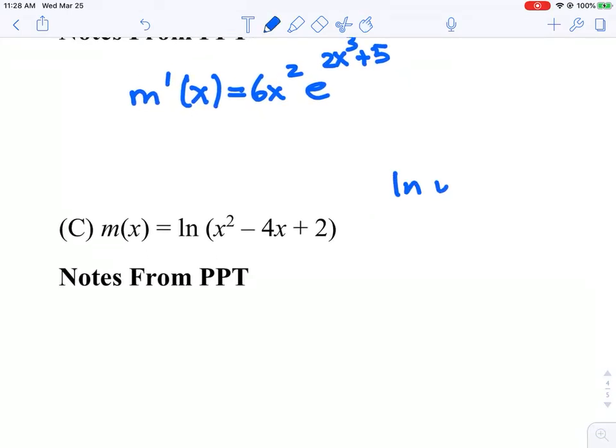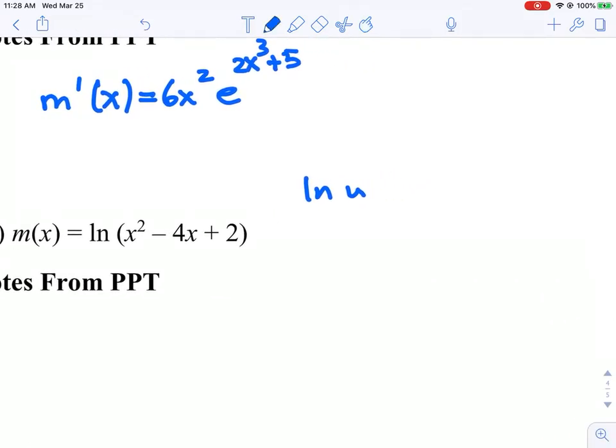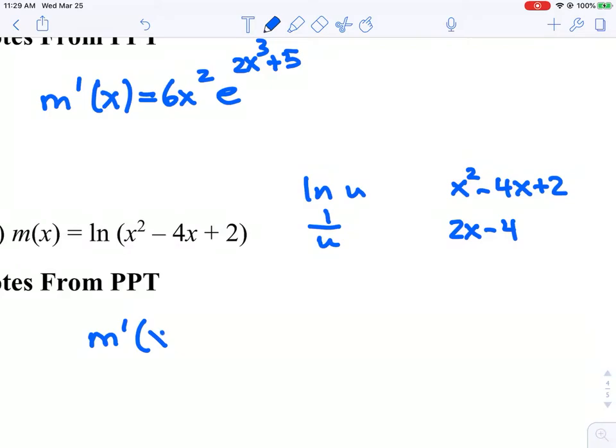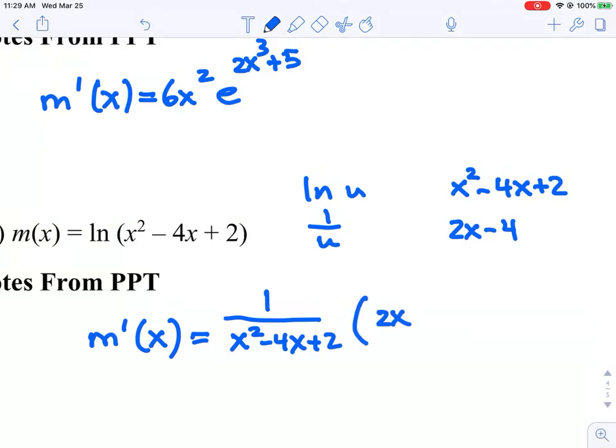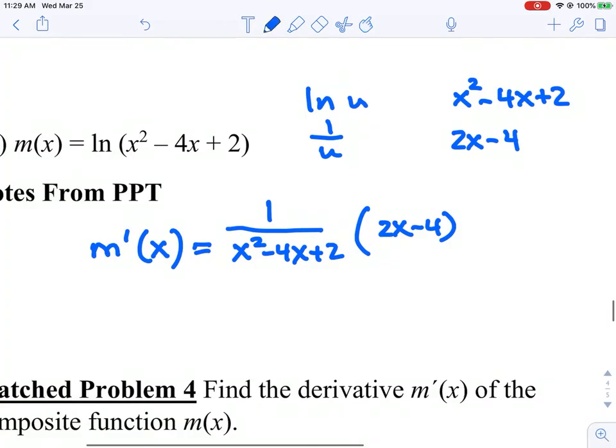Looking at the next one, we have the natural log of a function, and then our function. The derivative of the natural log is 1 over u, and then the derivative of this would be 2x minus 4. So when we take the derivative of a natural log, it's 1 over u, which is x squared minus 4x plus 2, times our derivative of the function inside, which we just write.